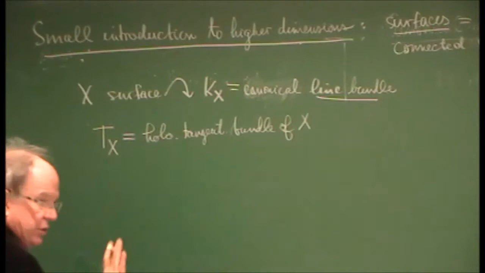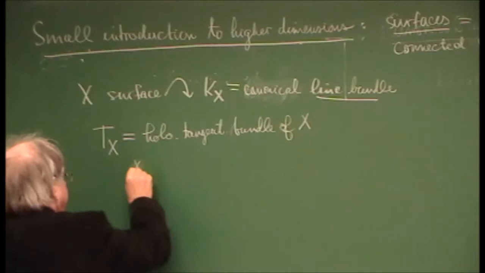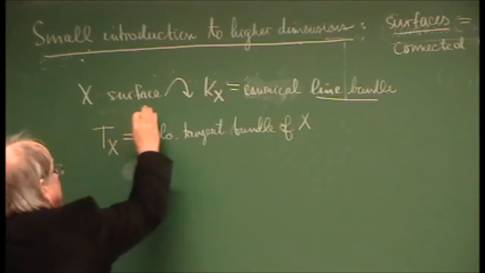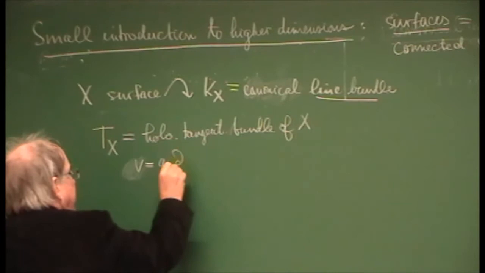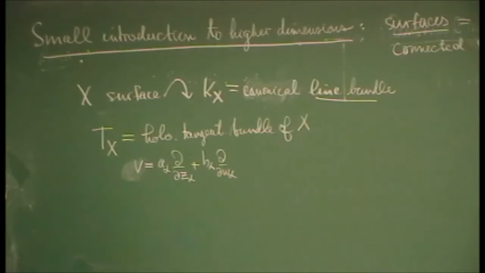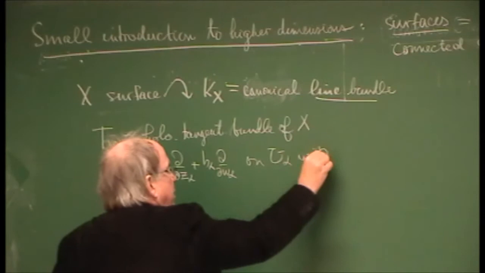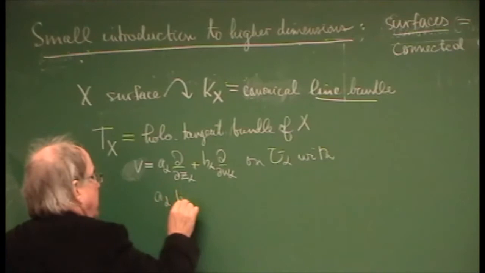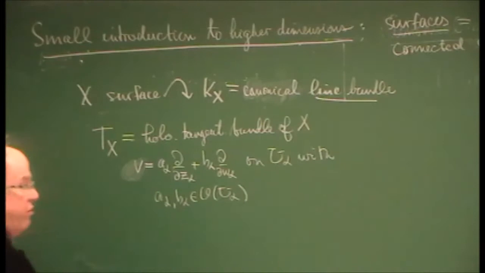Make sure you understand what I'm talking about. That means locally a section in this bundle is a holomorphic vector field. It's a surface, so it's two-dimensional, so it will look like A alpha d/dz alpha plus B alpha d/dw alpha, with coordinates z alpha and w alpha locally on your U alpha, and of course with the coefficients being holomorphic. If you like, it's a sheaf, but it's obviously locally free because you have these coordinates there.